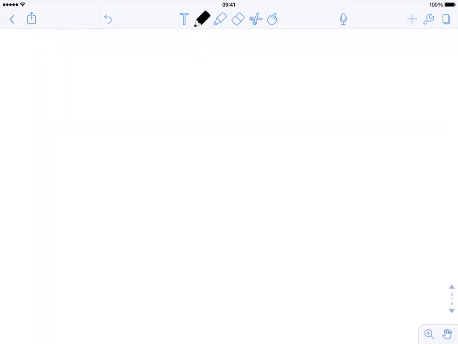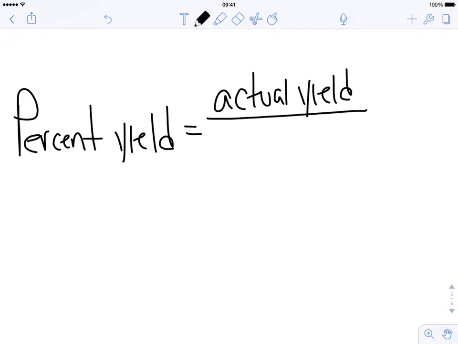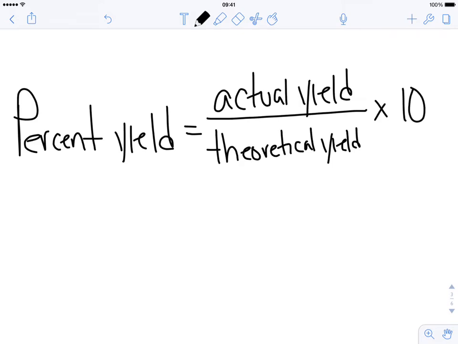So the first thing you need to know about percent yield is that there's a formula to figure it out. And so the formula for percent yield is, percent yield is equal to your actual yield divided by the theoretical yield times 100. So you need to know the difference between actual yield and theoretical yield.